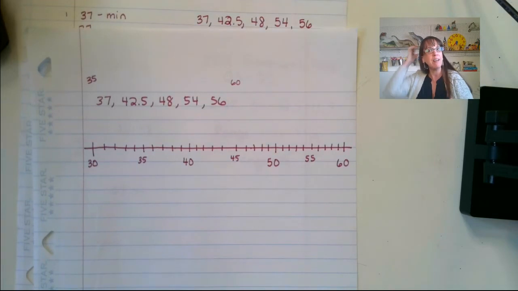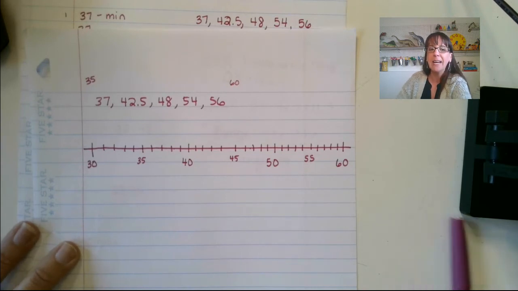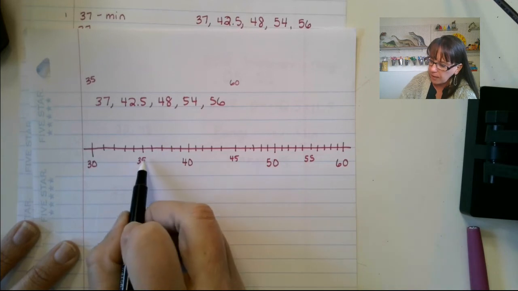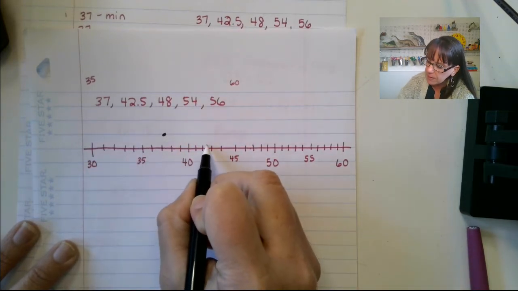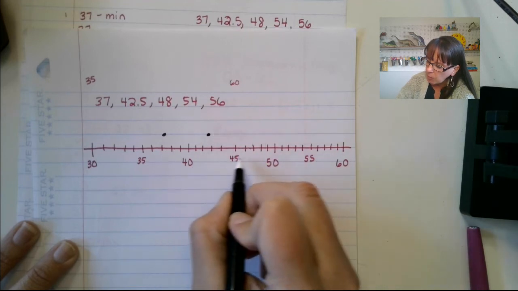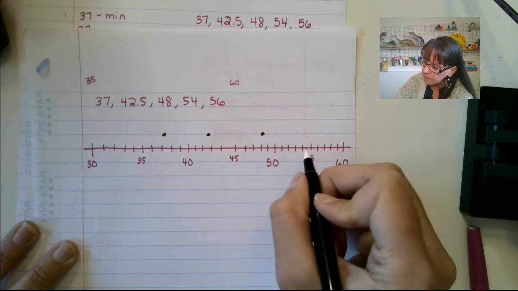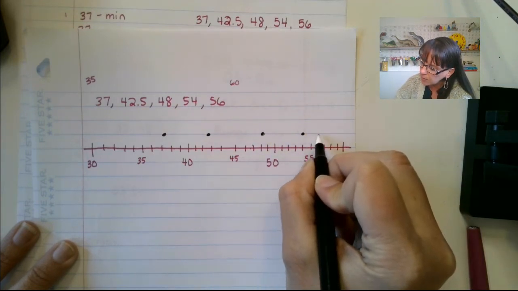All right, so now that I have my number line here, I can put these points of data onto my number line. Now, you don't actually want to put it on your number line. You're going to put it right above. So we're going to say 35, 36, 37. That goes right here. 42 and a half is going to be right about right there. 48, 46, 47, 48 goes right there. 54 is going to go right there. And 56 is going to go right here.